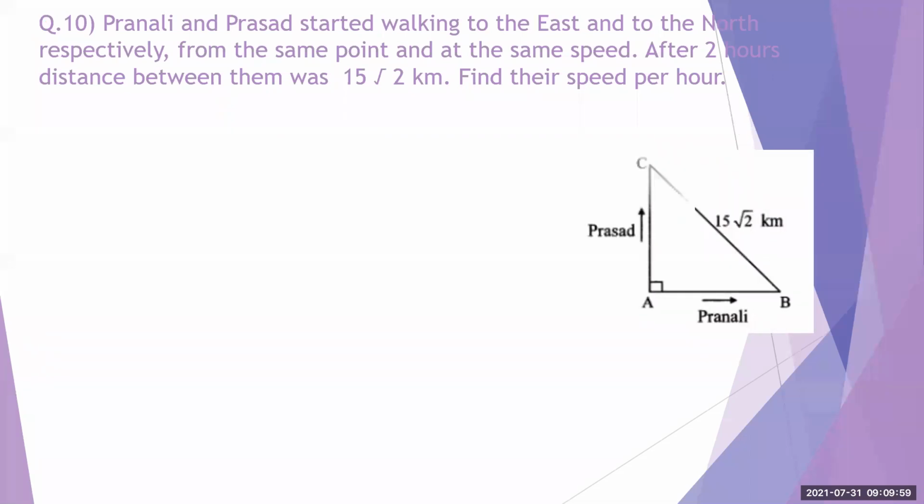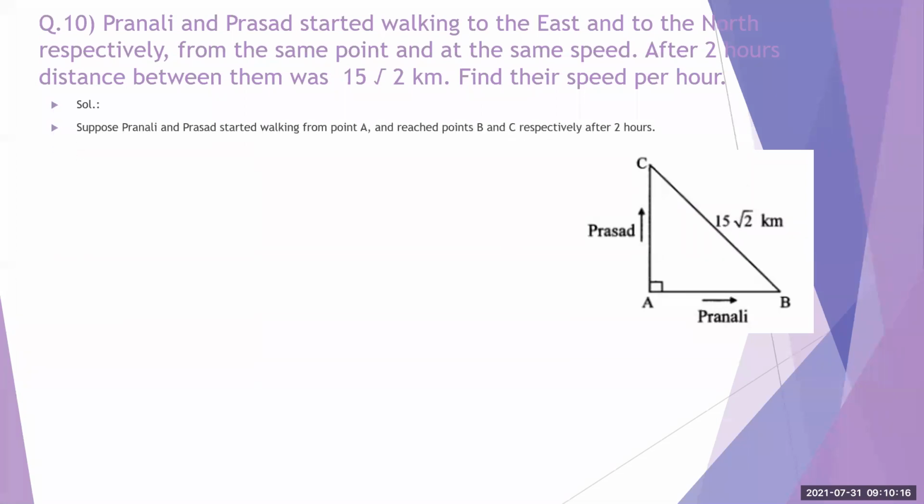Okay, so this is the figure. AB is going, that is Pranali is going to the east. So that indicates the AB. Then AC indicates Prasad, who is going to the north side.